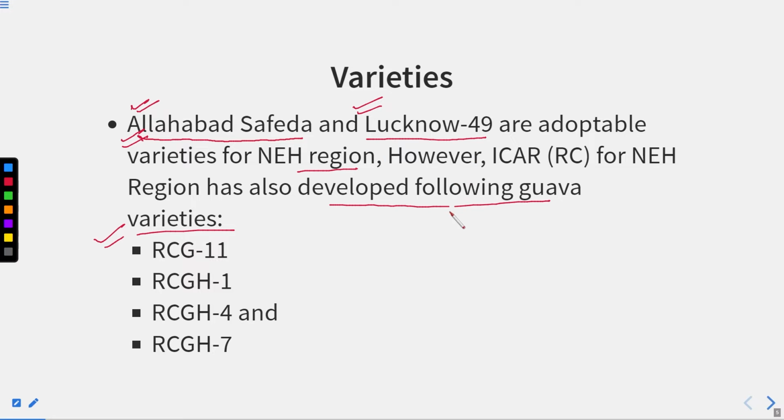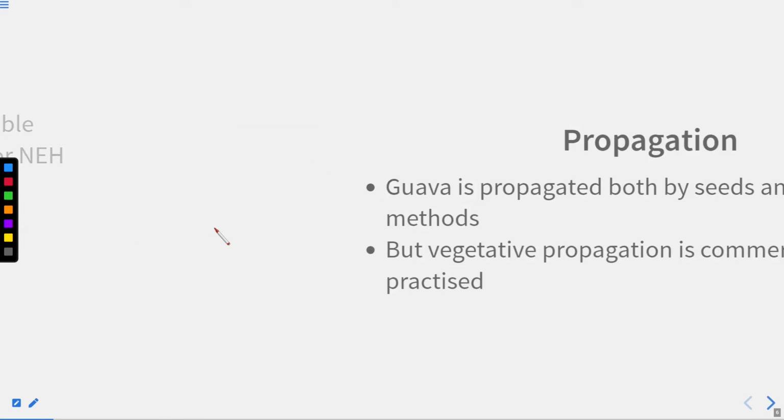These two varieties are very famous. But beside this, some varieties like RCG11, RCGH1, RCGH4 and RCGH7 have been developed by the Indian Council of Agriculture Research, right? So these are some of the very important varieties of guava that have been developed at ICAR. But beside that, Allahabad Safeda and Lucknow 49 are also very famous varieties of this fruit crop.